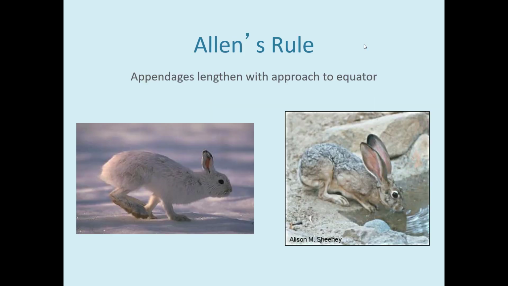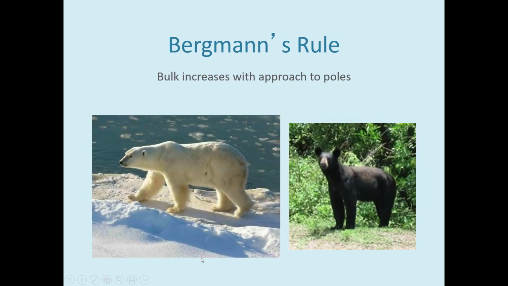Okay, there's something called Allen's rule, which is that appendages lengthen with an approach to the equator. Especially look at the ears here. This is the snowshoe hare, little short ears, and then this is a desert hare, long ears. Why? Because these long ears allow for blood flow, which means that you can get rid of heat quickly. Here, you want to conserve heat, so you're going to be a little bit more stumpy.